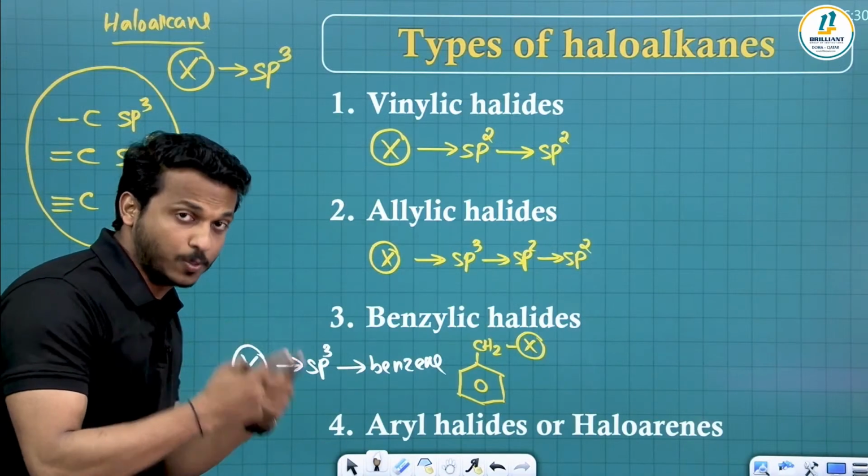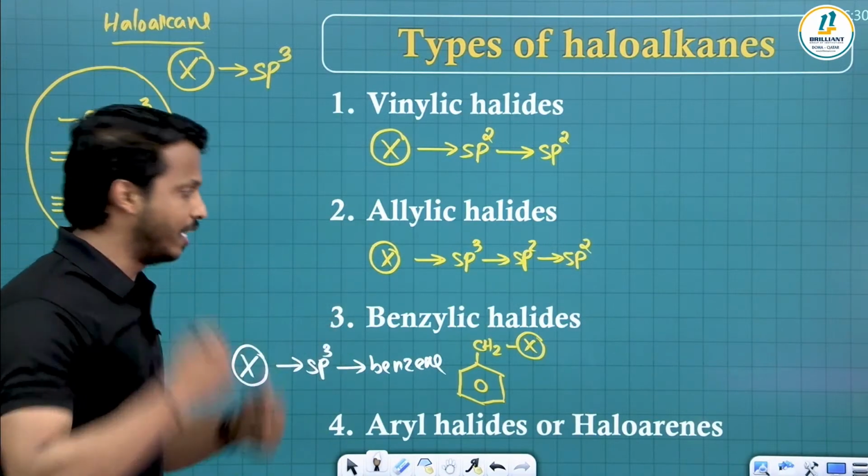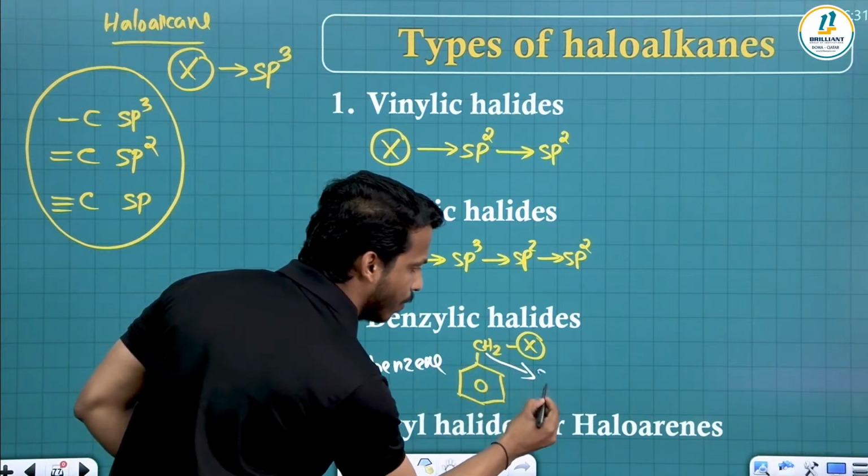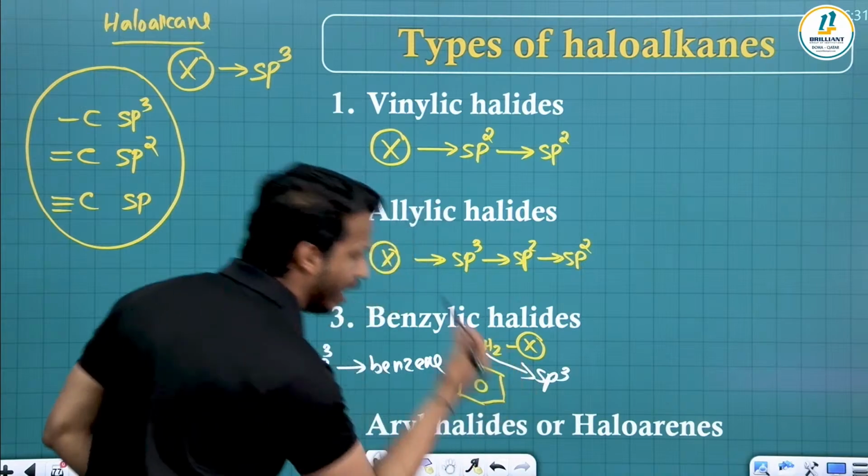Halogen connected to carbon sp3, then it's connected to benzene. See all of you, halogen connected. What is this carbon hybridization? Full single bond, sp3, see, then a benzene ring.